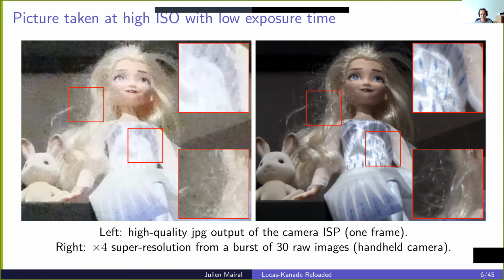So here is another example. It's another part of the same scene. What I'm showing here is real data. It's a real scene that was acquired, let's say, in the wild. And we recover lots of details that are impossible to see on a single frame. In particular, if you look at the hairs of Elsa here, they are well reconstructed.